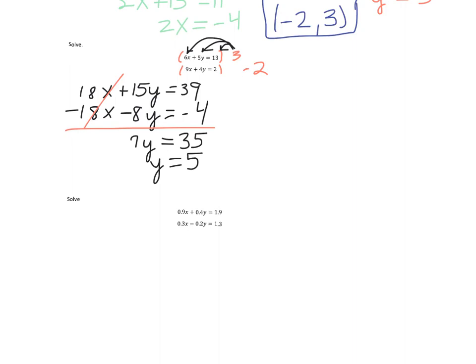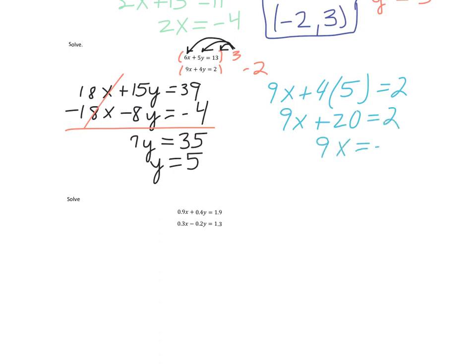Choose an equation to plug it in. I'll plug it in the bottom. 9x plus 4 times 5 equals 2. PEMDAS, multiply first. Subtract that 20. And divide by 9. All right, and then we have our ordered pair.